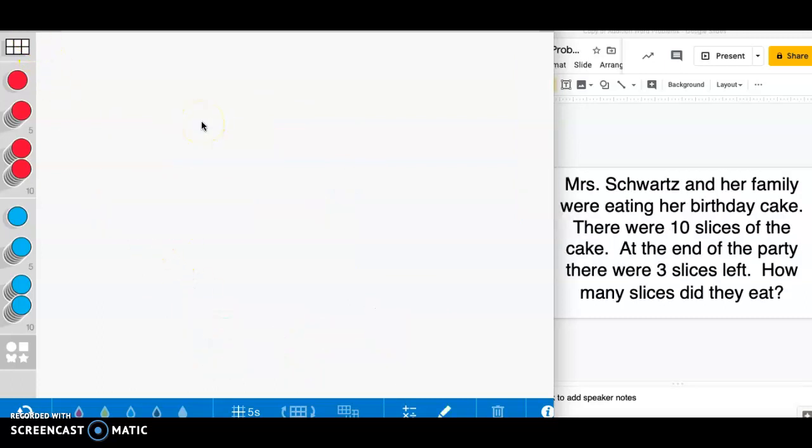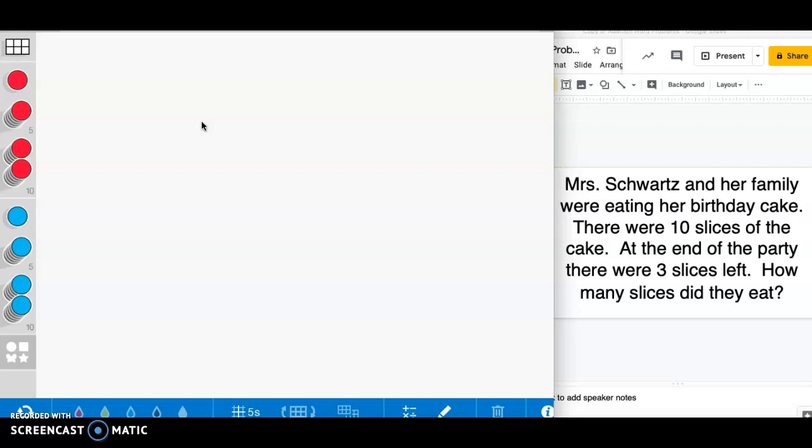Okay, our next problem is about Miss Schwartz. So let's read. Miss Schwartz and her family were eating a birthday cake. There were 10 slices of the cake. At the end of the party, there were 3 slices left. How many slices did they eat?